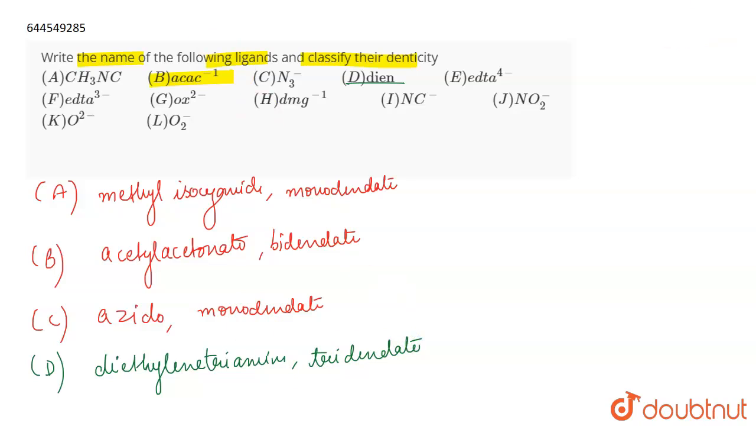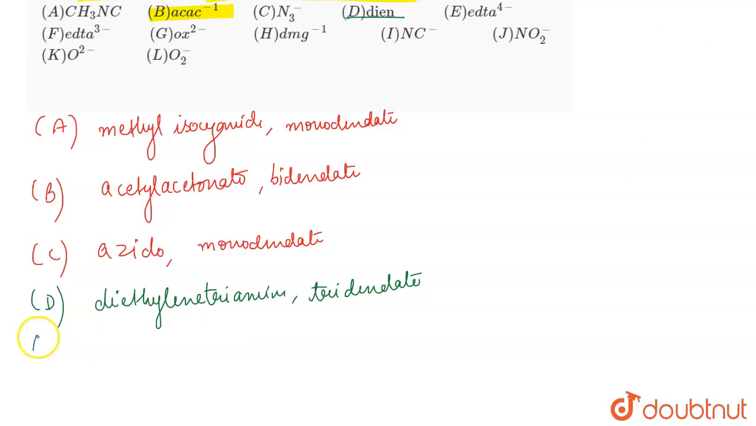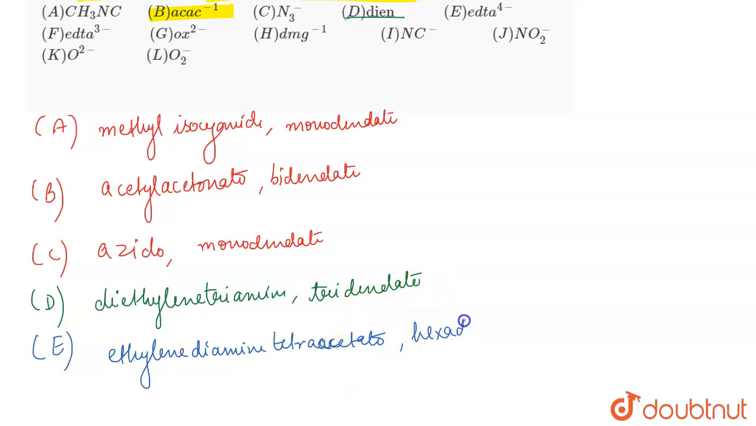Now, if you talk about the E part, which is EDTA 4 minus. Now, EDTA is actually ethylene diamine tetraacetato, right? So this is ethylene diamine tetraacetato, and it is a hexadentate ligand, okay?